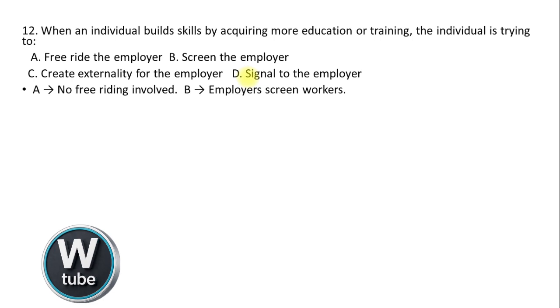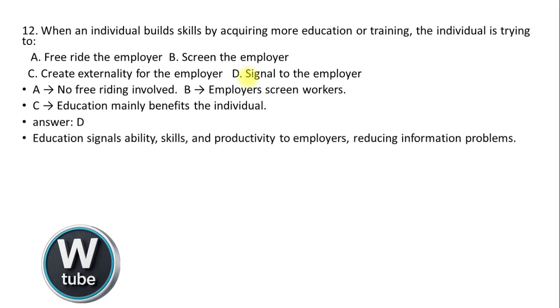Also, education mainly benefits the individual, not the employer. So when an individual builds skills by acquiring more education or training, the individual is trying to signal to the employer. Education signals ability, skills, and productivity to employers, reducing the information problem. So D is the correct answer.